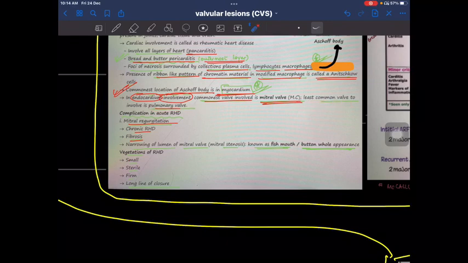Okay, these are simple sitter questions. These questions you can't get wrong. Like, what is the most common valve? What is the least common valve? You have to get these correct.